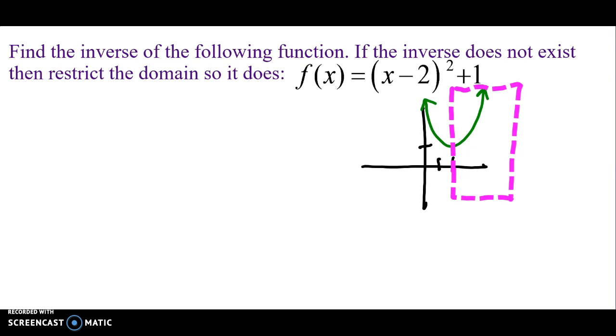So let's actually make a note that we restricted the domain. Restricted the domain. So what is that domain that we have now? Way to go. Good answer. 2 to infinity.